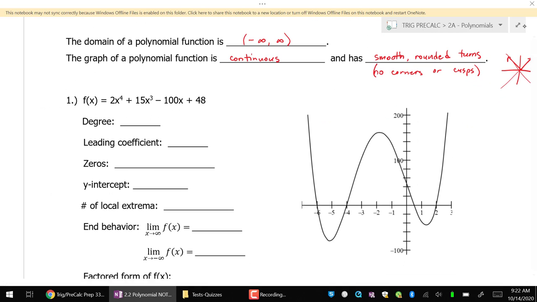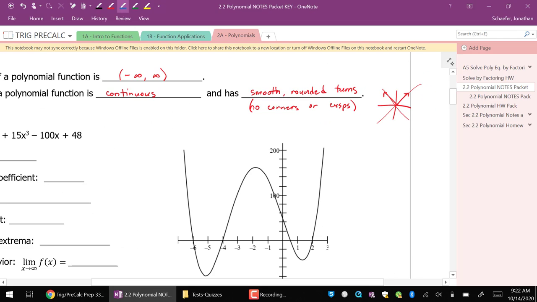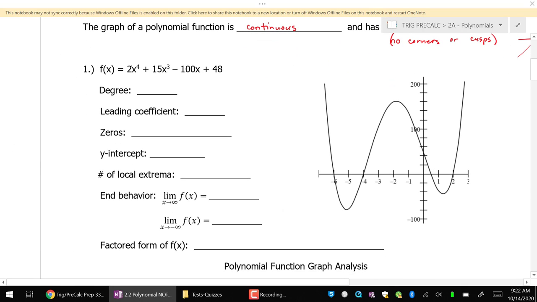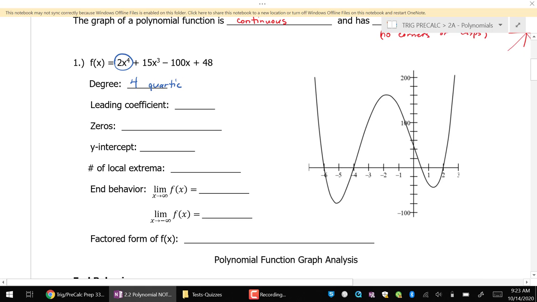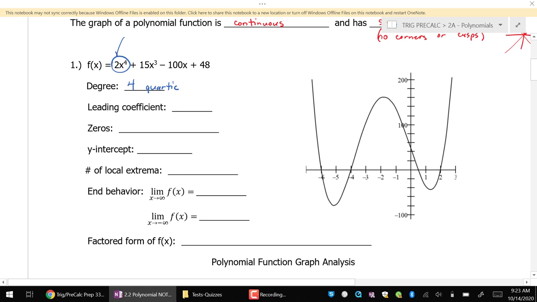Okay, so a couple examples. Number 1, here again is a quartic, a degree 4 polynomial. So I'll call that 4. We'll write down the word quartic. A degree 2 is quadratic. Degree 3 is cubic. But the highest degree that I see here, the highest exponent, is the power of 4. So it's going to be a degree 4 polynomial. The leading coefficient is this number right in front, the 2, the multiplier in front of the power with the highest exponent. And then the zeros are the x-intercepts of my function.